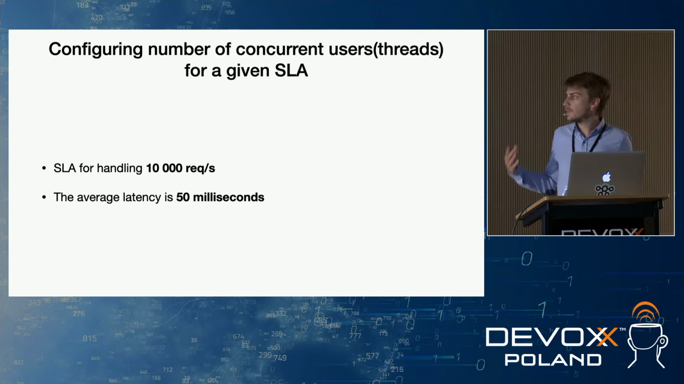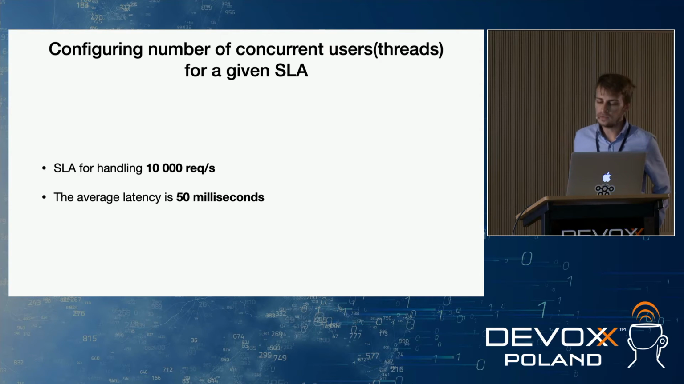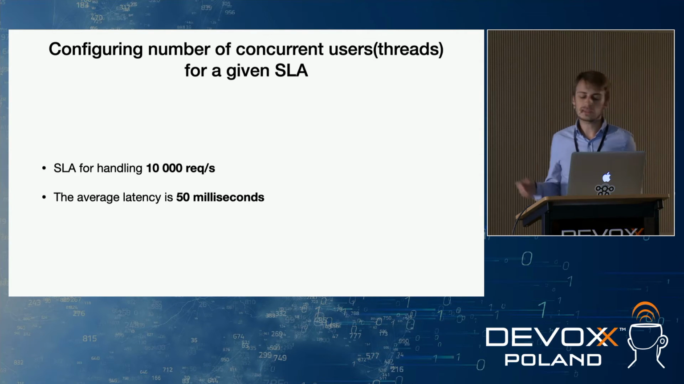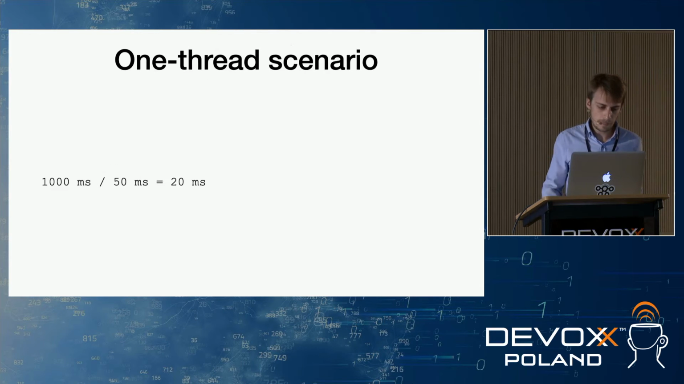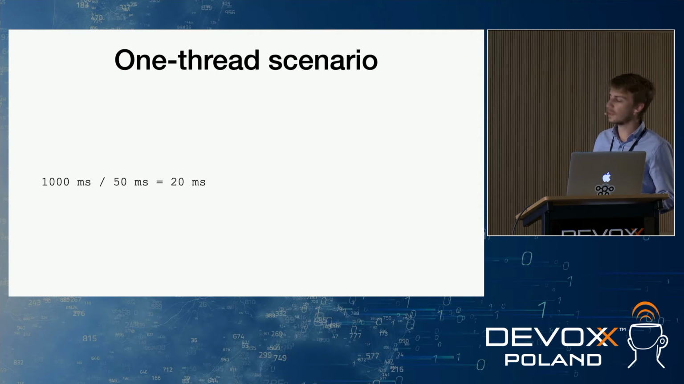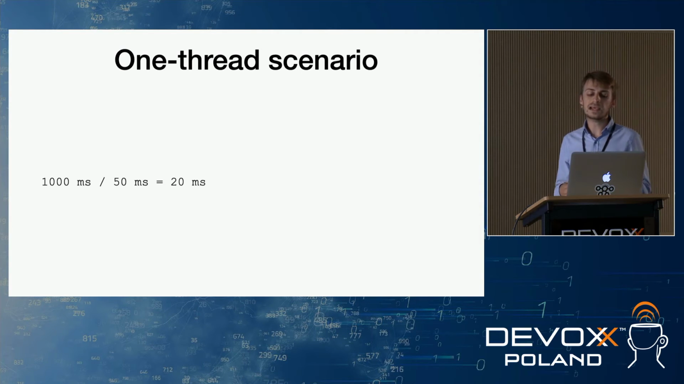So, for example, let's assume that our service needs to provide the SLA for handling 10,000 requests per second. The average latency for requests is 50 milliseconds. If you want to examine such a system with a performance tool, it's essential to set a correct number of threads that this tool will use to execute requests to the system under stress. If you pick one thread, we will be able to run at most 20 requests per second, because 1,000 milliseconds divided by 50 is 20. Such a performance tool setup won't allow us to examine the system SLA because we need to handle 10,000 requests per second.